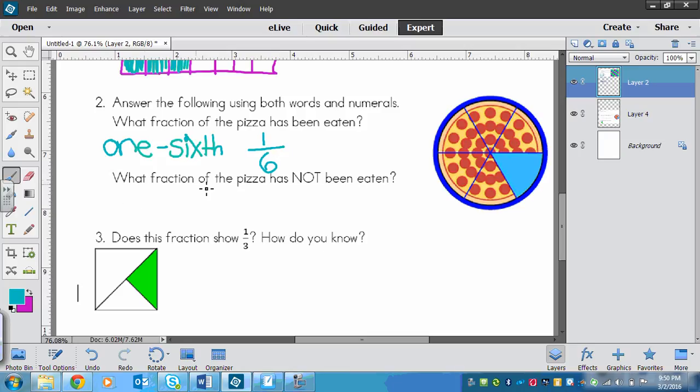Now the second one says what fraction of the pizza has not been eaten? So that's the rest. So that would be 5, 6. Notice how there is now an S at the end because I have more than one right here. And that would look like this, 5/6. Okay, and then the last one, does this fraction show 1/3? How do you know? The answer is no, it does not. And why I know is because these are not equal sized parts.